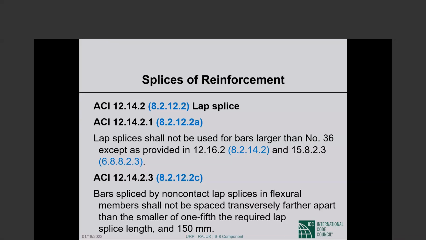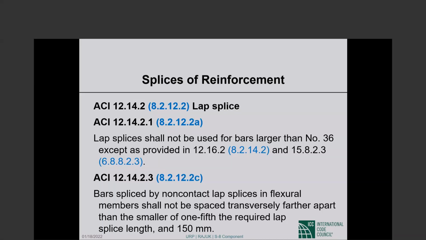I don't remember. Okay. Bars spliced by non-contact lap splices. There are such things. Lap splices, the bars that are being lapped do not necessarily have to be in contact. There are non-contact lap splices, and you can transfer stress by non-contact lap splices.